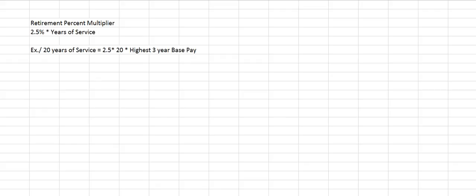Our final data table is the retirement plan. The retirement plan for a military member includes a retirement percent multiplier, which is 2.5% multiplied by the years of service that the soldier has completed. An example of that would be 20 years of service. So to determine the retirement pension, one would multiply 2.5% by 20 years of service by the highest 3-year base pay of that soldier.